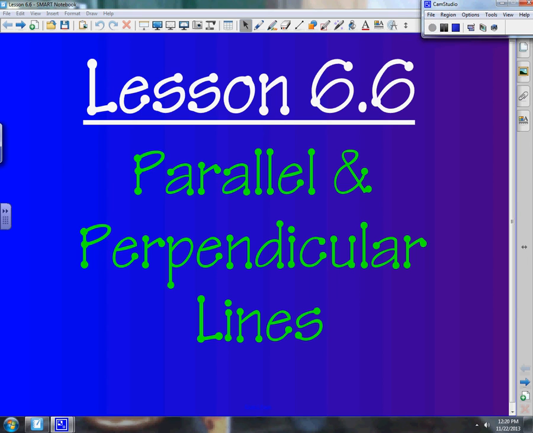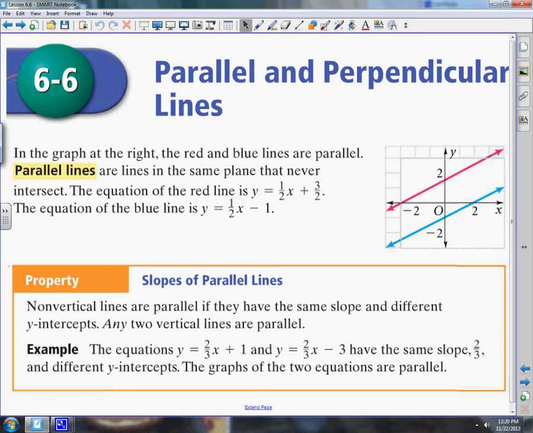Lesson 6.6 is parallel and perpendicular lines. First, we're going to talk about parallel lines, so make sure that you write this key word down. Parallel lines are lines in the same plane that never intersect. And here's an example. They never intersect.